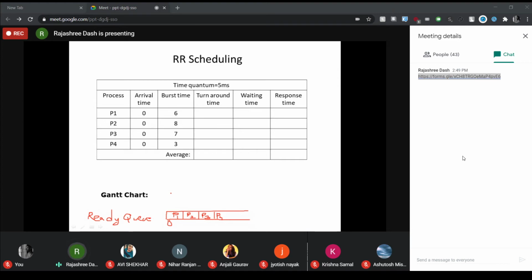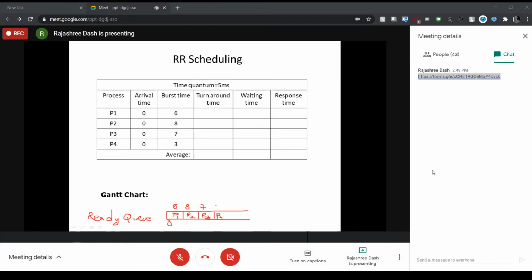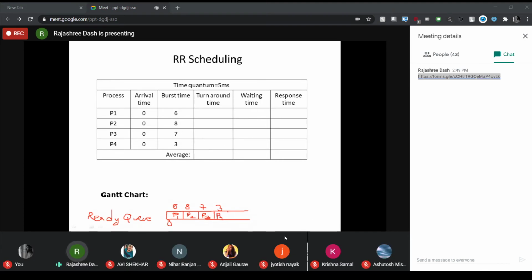Now for P1 the burst time given is 6, for P2 it is 8, for P3 it is 7, for P4 it is 3. Now the time quantum value given is 5 milliseconds. That means the CPU will be allocated to each process for a maximum of 5 milliseconds, one time quantum at a time. After that, the process will be preempted.